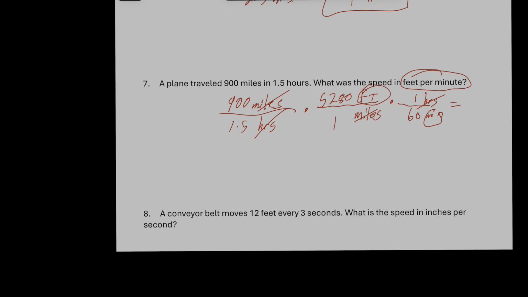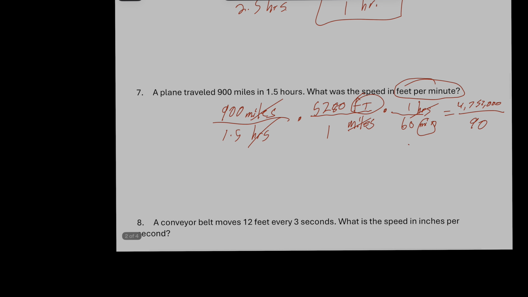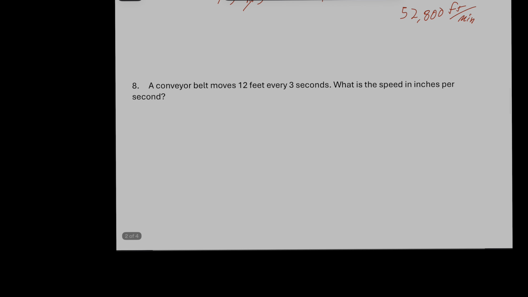So look on top. I have 900 times 5,280, and that's going to equal a big number, 4,752,000. And on the bottom, we're just going to get 60 times 1.5, right? And 60 times 1.5 is just 90. So when you put it all together, you're going to divide 4,752,000 by 90, and we are going to get 52,800 feet per minute. All right, I've got one more to do here.